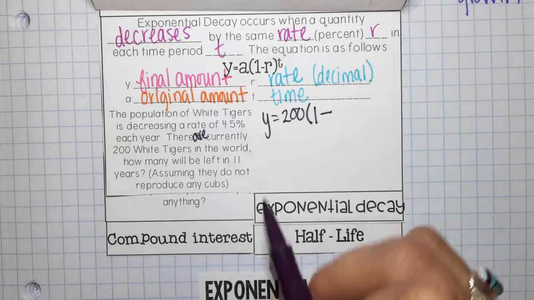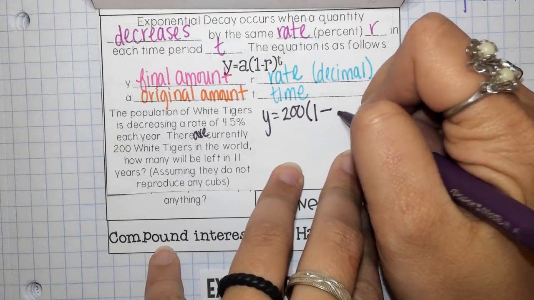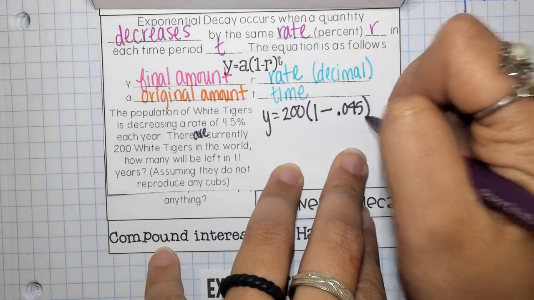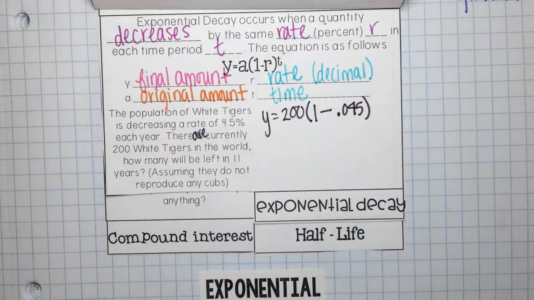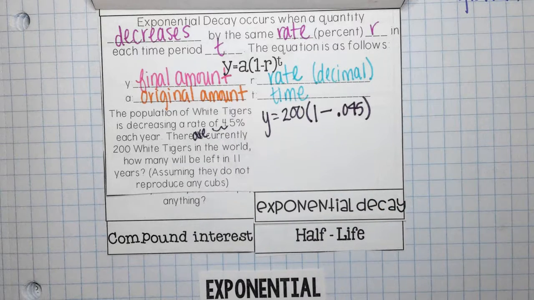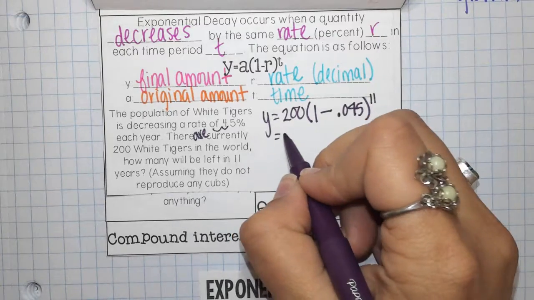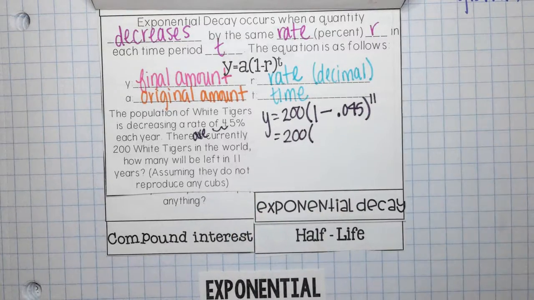Now, what's our decimal for 4.5%? 0.45. It's 0.045. So we need to make sure we're careful on that. Remember, you're moving it 2 places to the left. And how many years are passing? 11. Good. Now, are you going to add 1 and 0.045 or subtract? Subtract. All right, so take your calculators and subtract it.